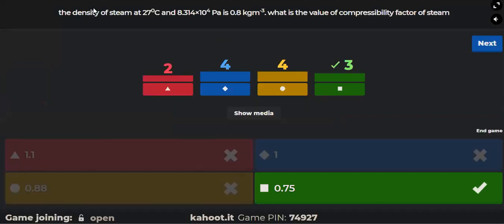Only 3 students were correct. Only 3. Very good. Z is equal to what? V ideal by V VDW, or V VDW by V ideal? Tell me. Message. Only 3 students have answered correctly and only 13 students have answered. Very good.